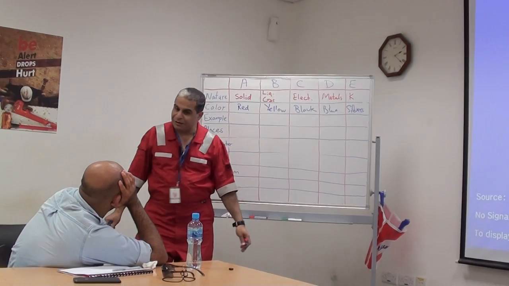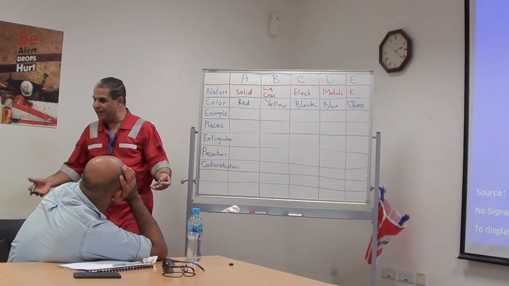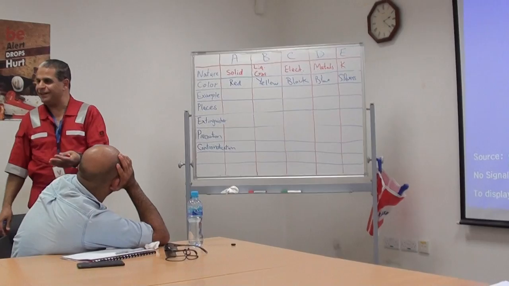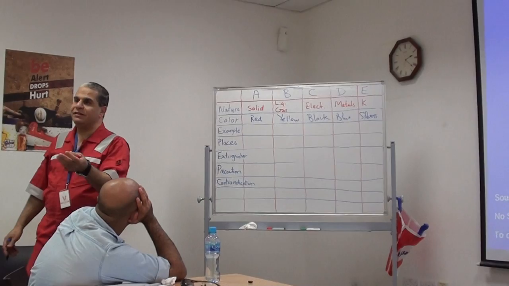Why yellow? Because of the oil. The oil is yellow in color. Why red? Because blood is red in color. Blood means living plants or animals from which the solids are derived.